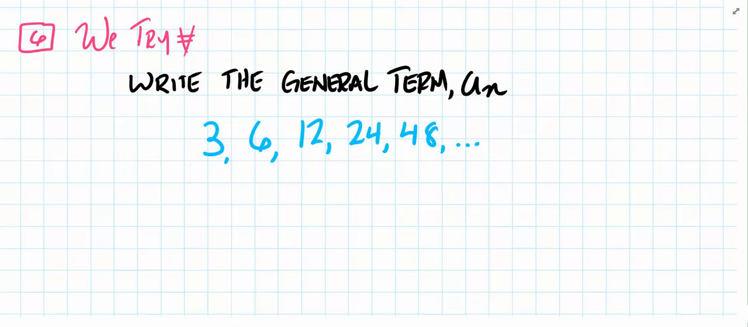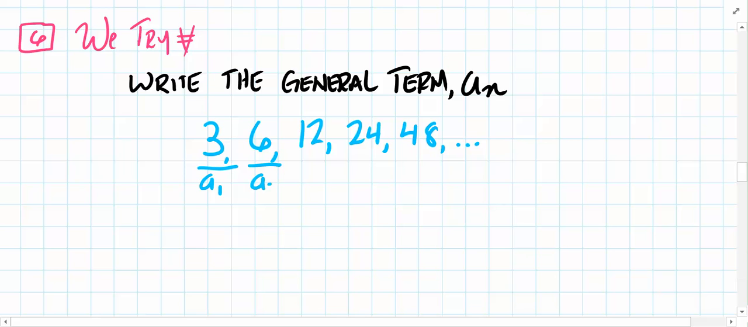So what I'm looking for here is, here's what we know. We know that the very first term is 3. The second term is 6. The third term is 12. The fourth term is 24. The fifth term is 48. And so on. I'm looking for the general a sub nth term. That's what I'm looking for.